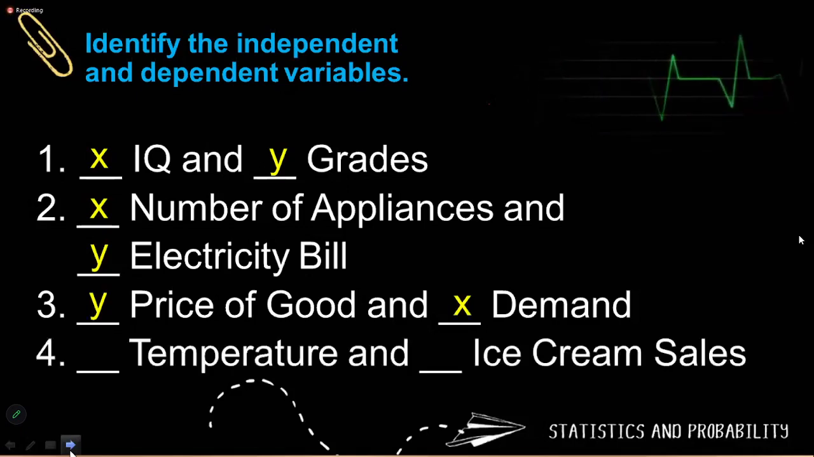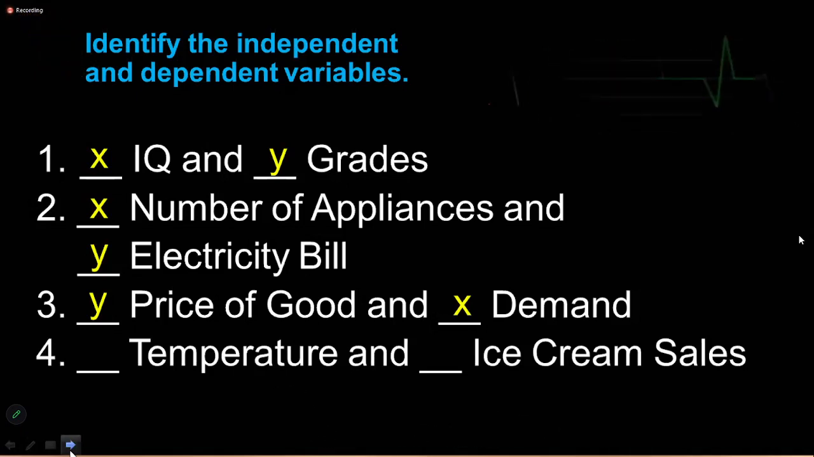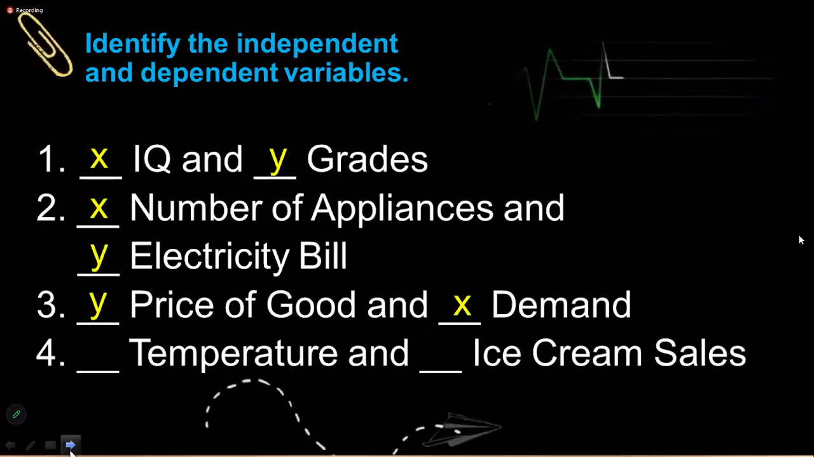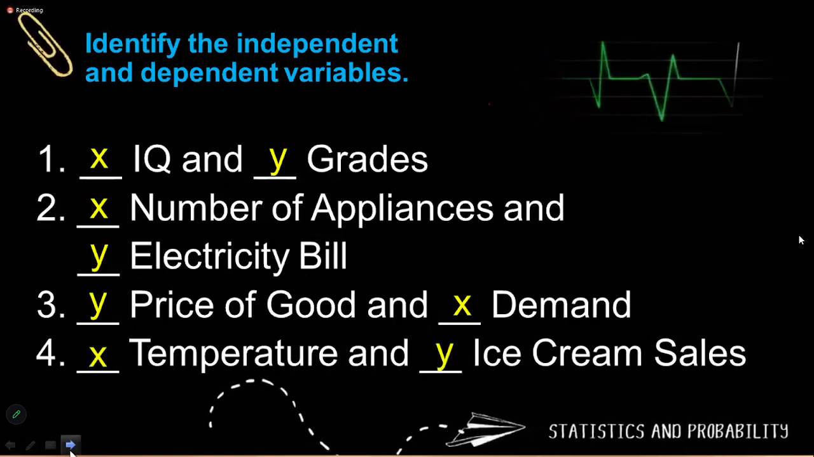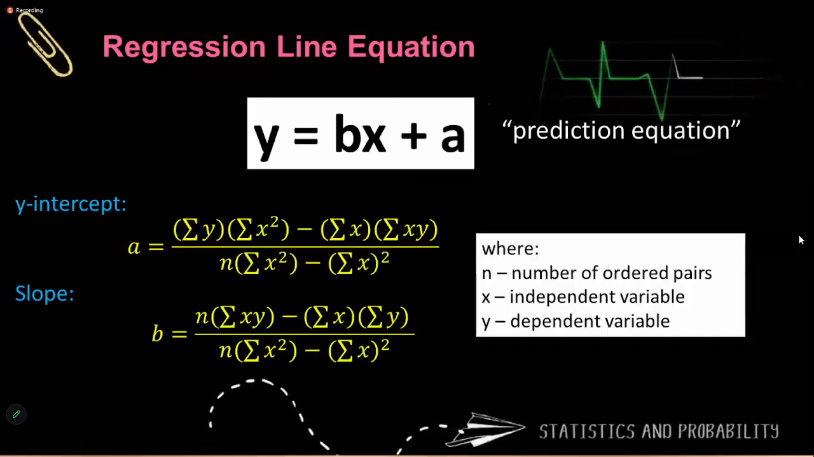Temperature and ice cream sales. I just said this earlier. Jasper, Neil? The X is the temperature and the Y is the ice cream sales. Very good. It's easy, right? So, it's very obvious. But look at the formula of the regression line equation.